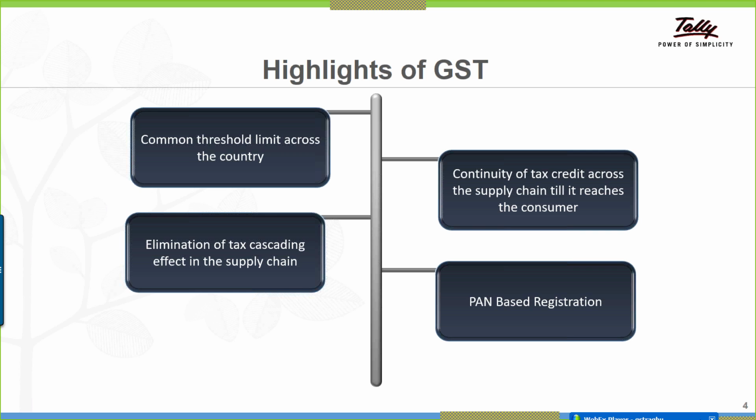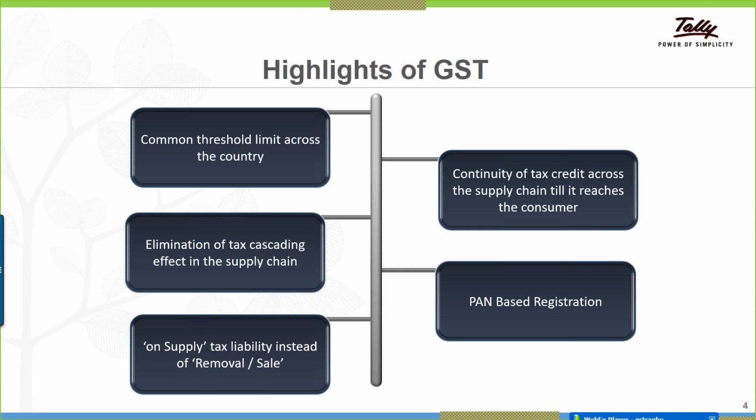And it's a PAN based registration. So each and every trader has to get registered, which is based on the company PAN number. This we'll discuss in a later slide. And it is on supply tax liability instead of removal or sale. There is a difference between supply and sale. A sale invoice is nothing but you just make the sales transaction. So in the current regime, immediately the buyer can take the input credit. Here, after supply, only when the goods have been delivered will the tax liability arise.